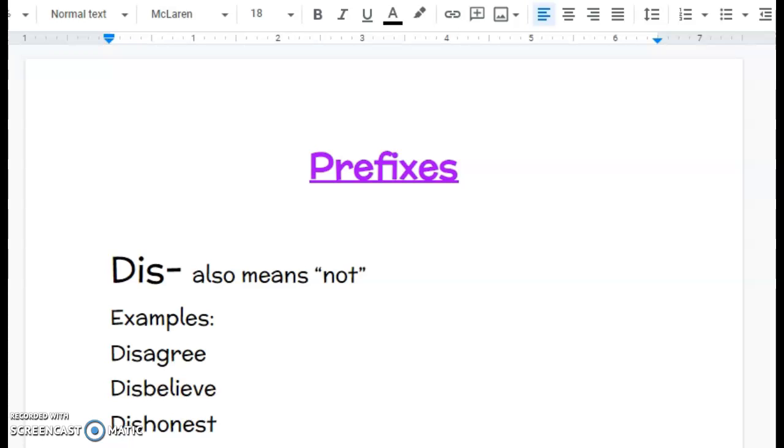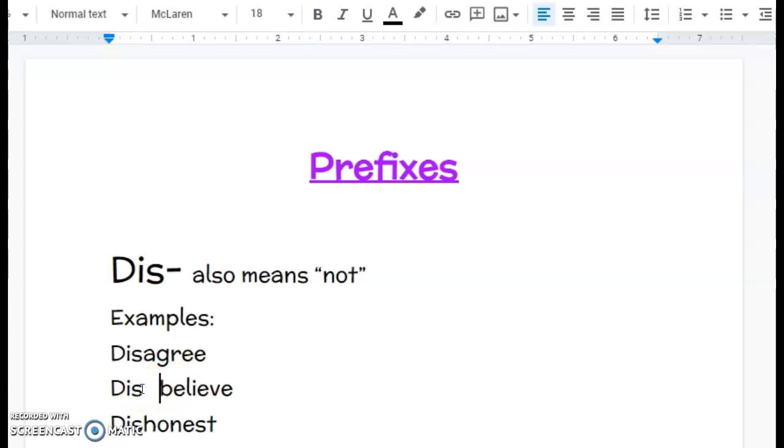So some examples of that one. Disagree. So if we don't know what disagree means, we can take that prefix off at the beginning, look at just the prefix, and think, oh, well, I know dis means not, so that means not agree. So to disagree means you must not agree with someone else. Let's look at another.